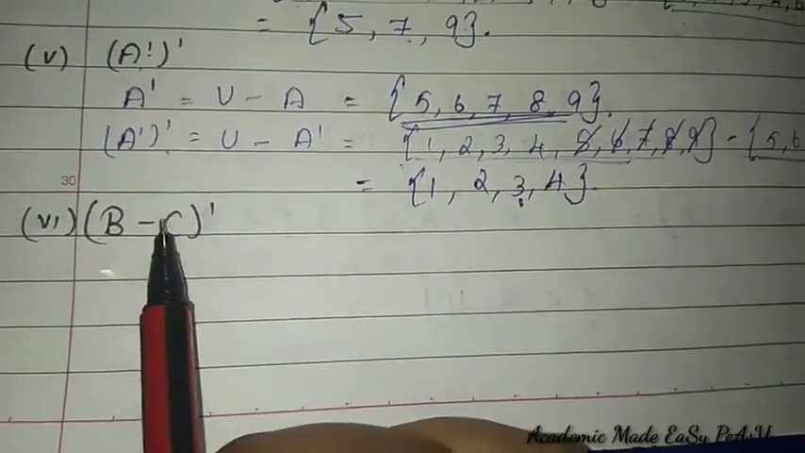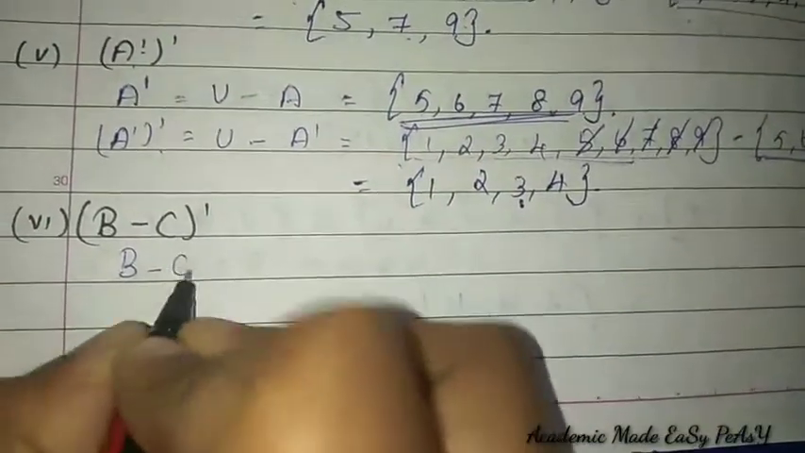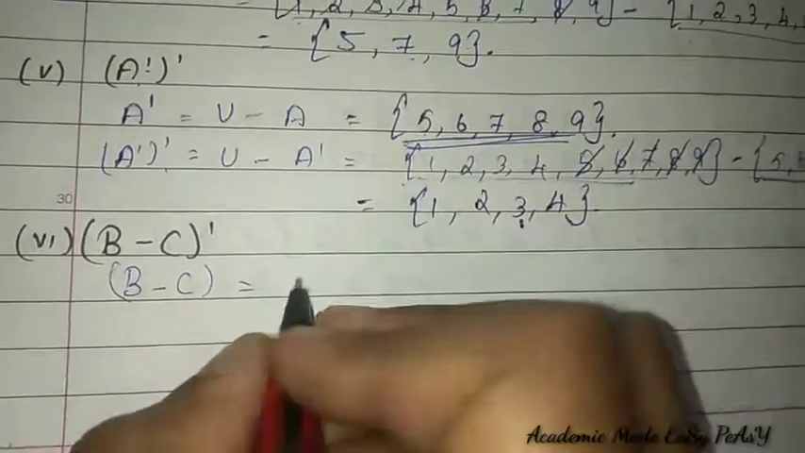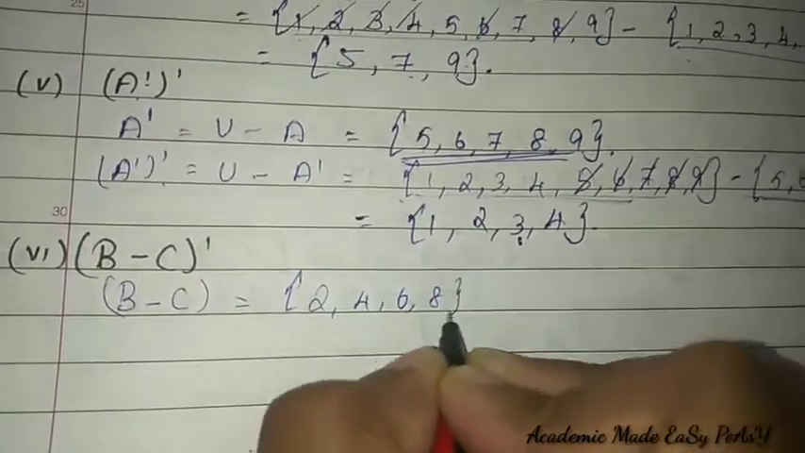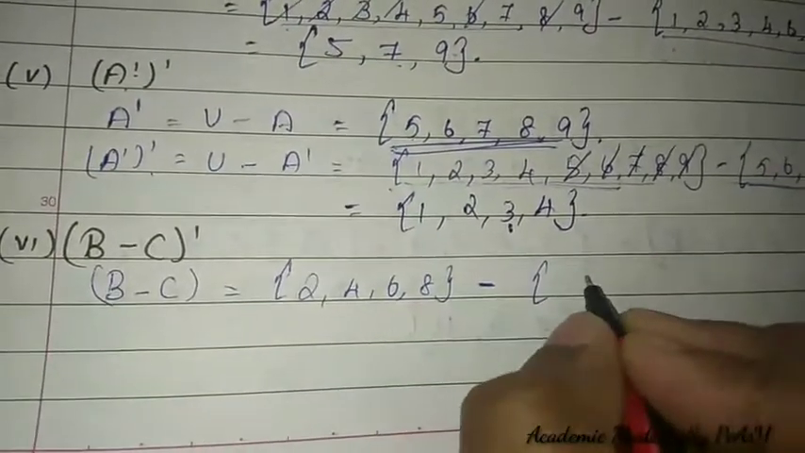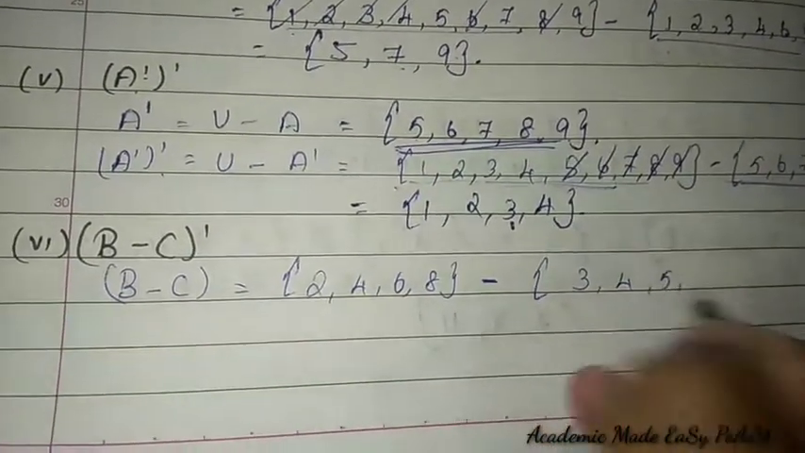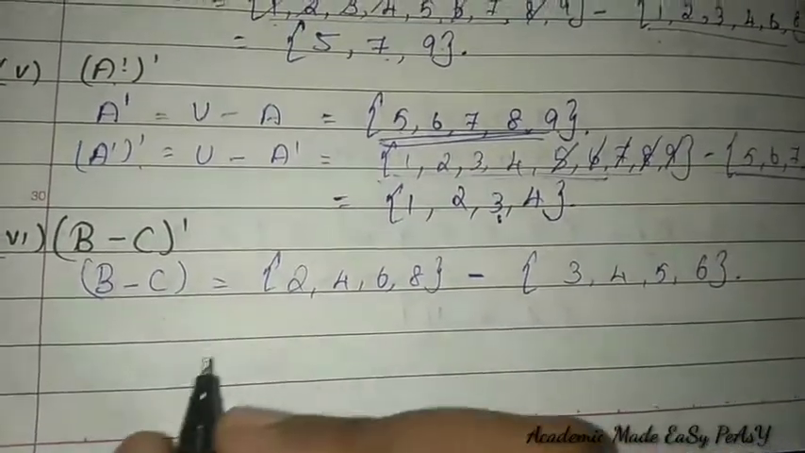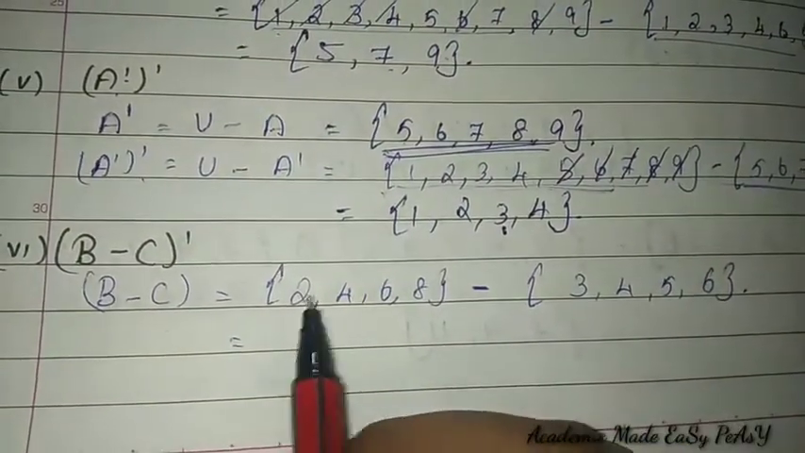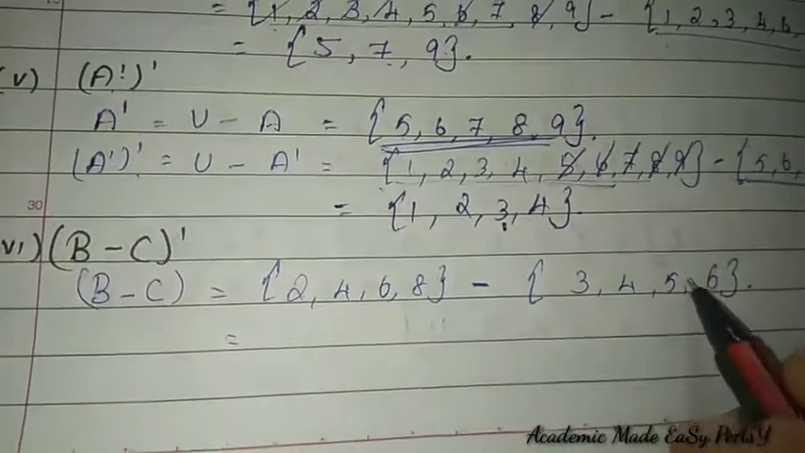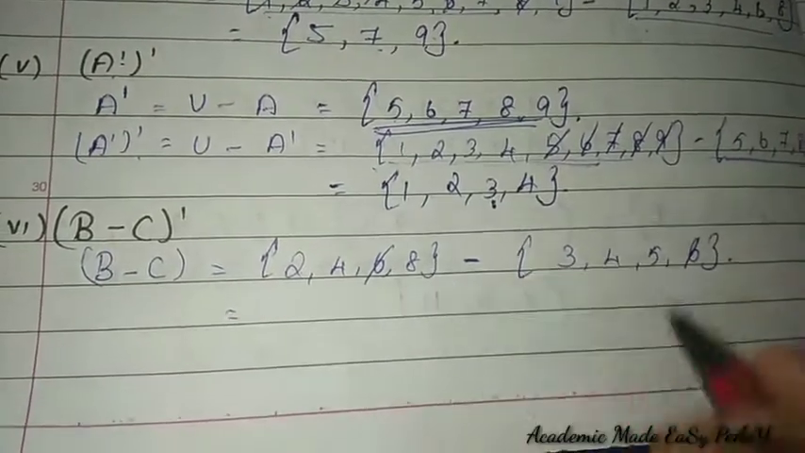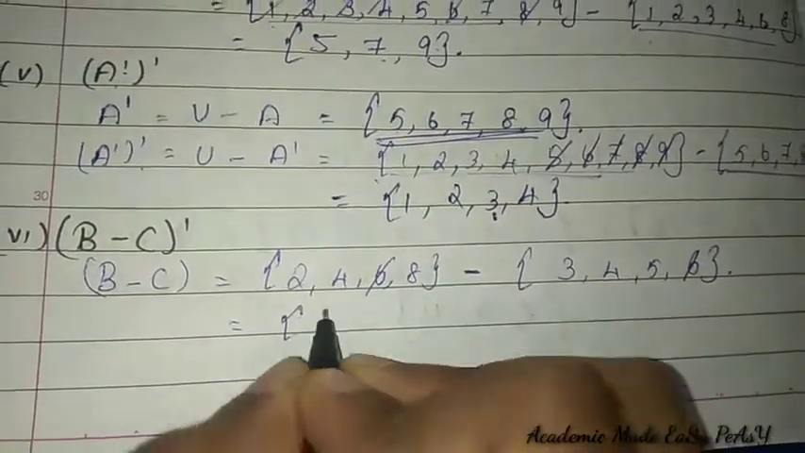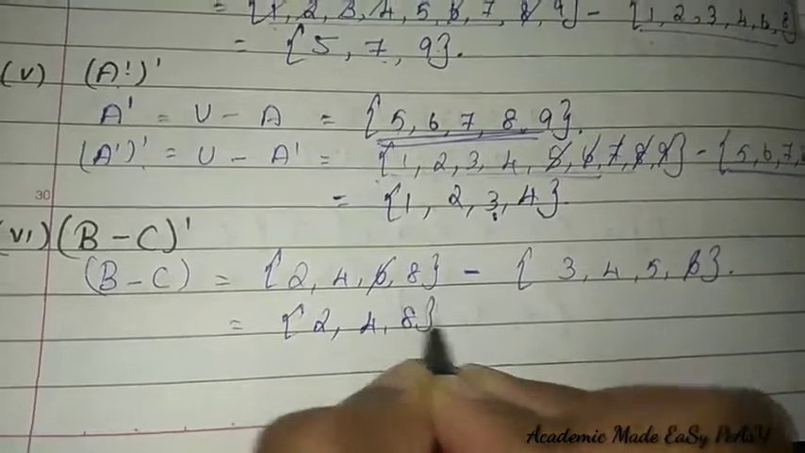Sixth subdivision, B difference C the whole dash. First we have to find what is B difference C. What is my set B? 2, 4, 6, 8. Difference C, which is 3, 4, 5, 6. Is that clear? Now I have to take the common elements out. What is common over here? 6. 6 cancel, then nothing else. So I will write 2, 4 and 8.